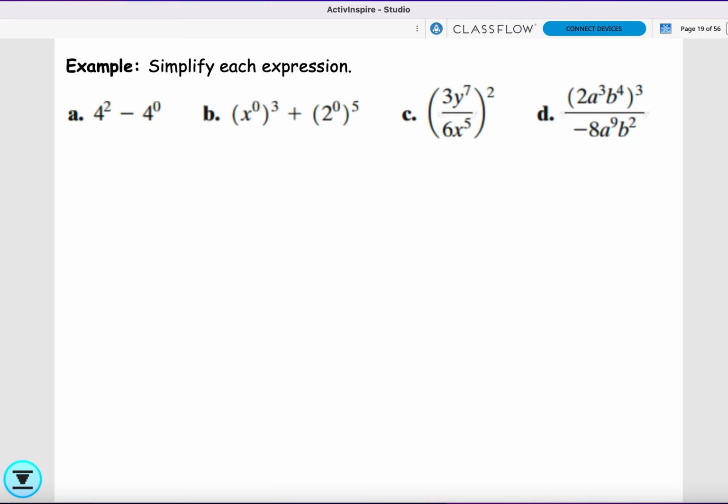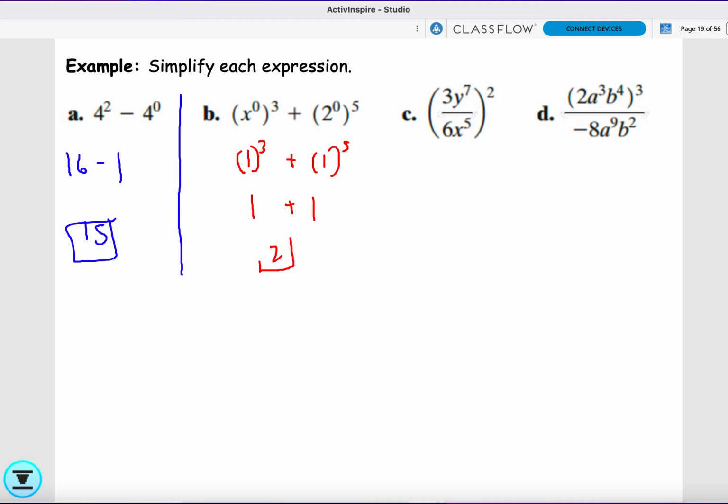So I'm going to try these out. I'm going to simplify these expressions to see what I get. So look at A. A is 4 squared minus 4 to the 0. Well, 4 squared is 16. 4 to the 0 is just 1. 16 minus 1 is 15. And I'm done here. B. x to the 0 cubed plus 2 to the 0 to the 5th. What does that equal? x to the 0 is 1. Bring down the cube. Plus 2 to the 0 is 1. Bring down the 5th. 1 to the 3rd is just 1. 1 to the 5th is just 1, which gives us 2.